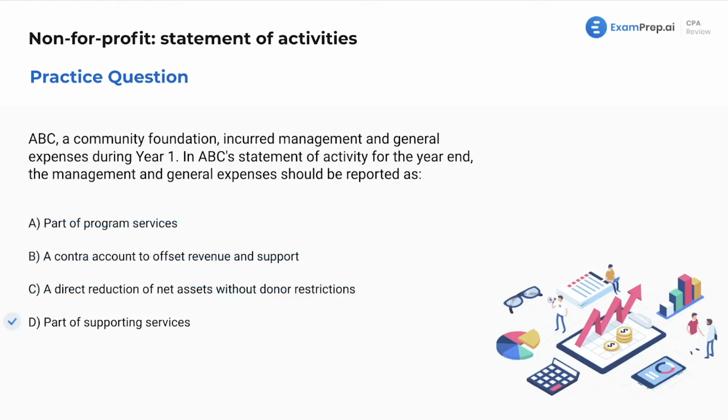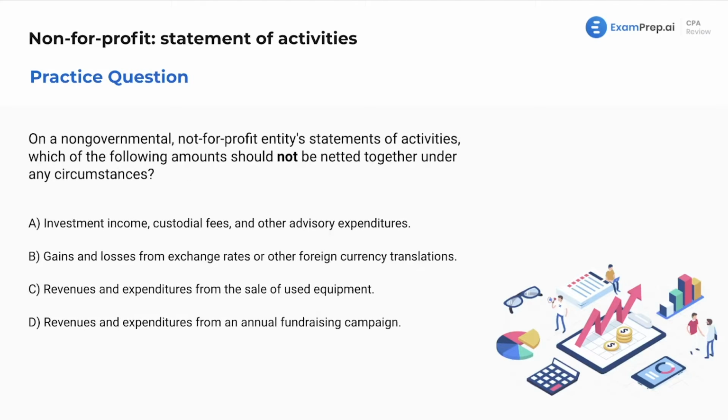Awesome. Let's dive into the next one here. On a non-governmental not-for-profit entity statement of activities, also known as the income statement, right? Make sure you know the corporate accounting equivalent name for all of these statements. Which of the following amounts should not be netted together under any circumstances? Well, let's take a look here. This is going to kind of hint on our program and supporting. Also, feel free to look at the actual statement of activities. That is a great indicator of what should or should not be netted together. We'll see those for sure there.